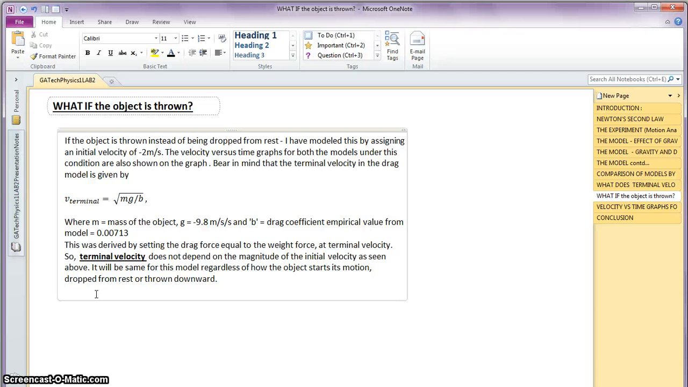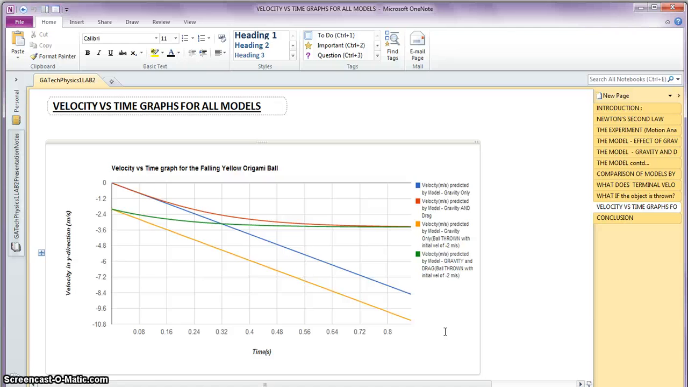It will be the same for this model regardless of how the object starts its motion, dropped from rest or thrown downward. Here are the velocity versus time graphs for all the different models.